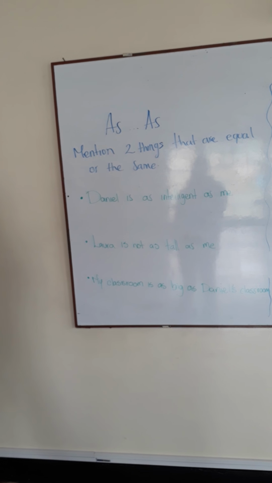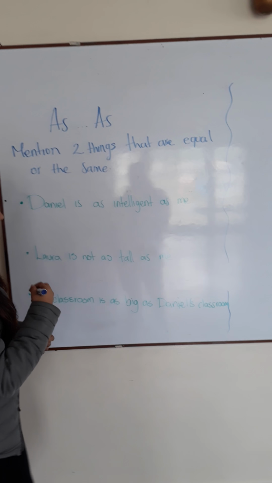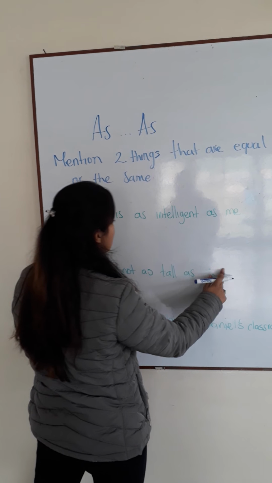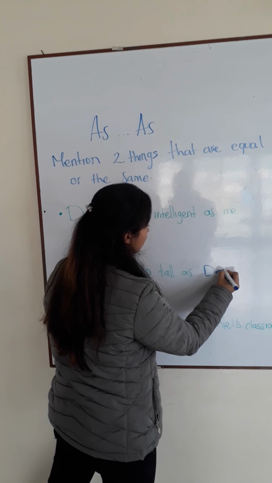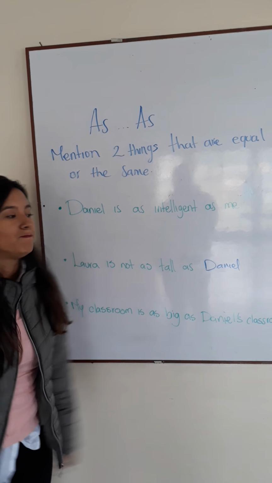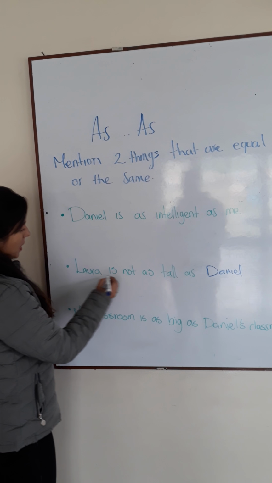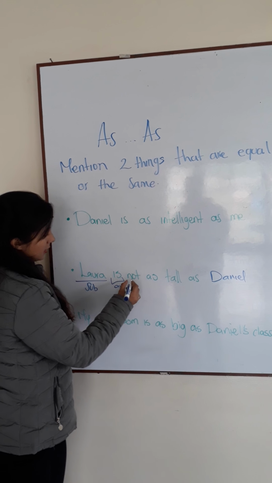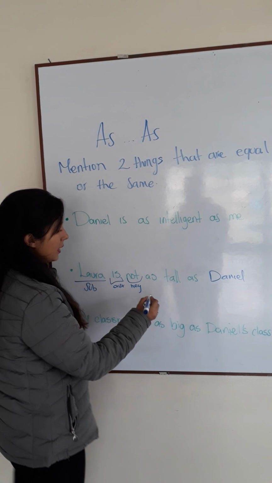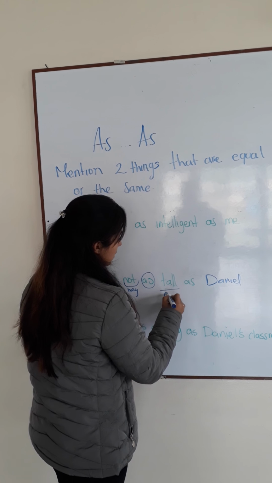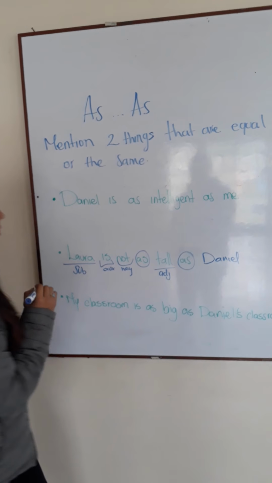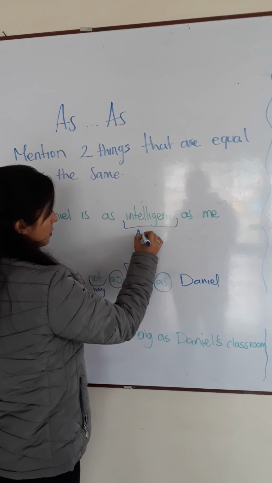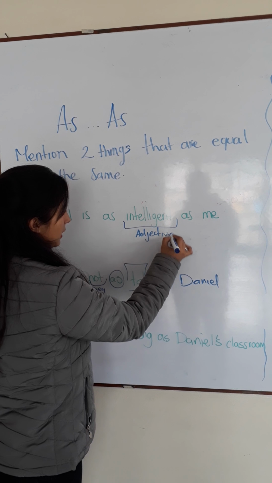So, the number two. Laura is not as close as Daniel. In this case, it will be Laura is not as close as Daniel, because I am shorter. This is the negative. So, first we have the subject, then the negative, and of course, the adjective and as. Girls, whenever we change the adjective, it stays the same as in the infinitive. It doesn't change.